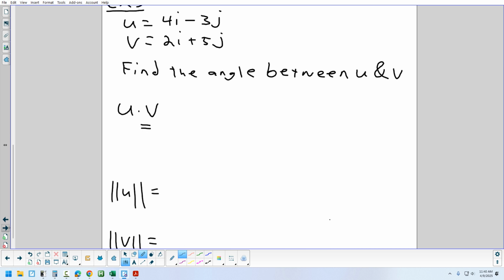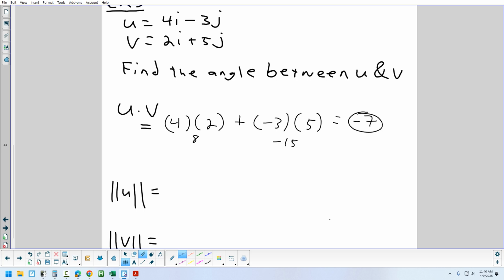All right. So first thing we need is the dot product. Can someone give me the calculation to find the dot product? 4 times 2 plus -3 times 5. And that's going to give me a dot product of 8 minus 15. Dot product can come out negative. That's fine. What's 8 minus 15? Negative 7. Okay, so we get a dot product of -7.